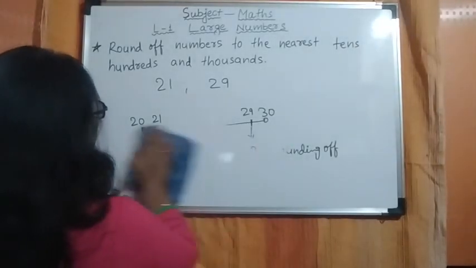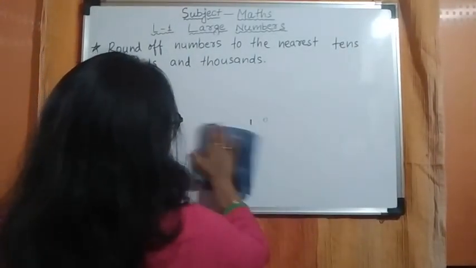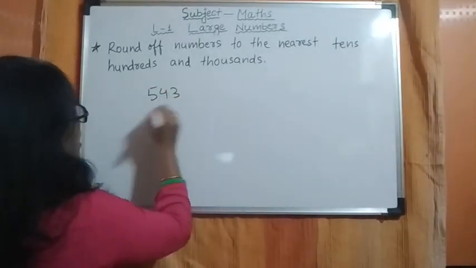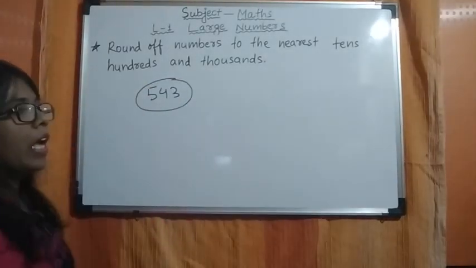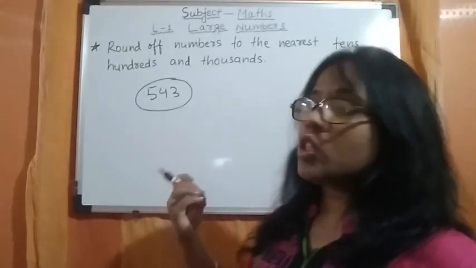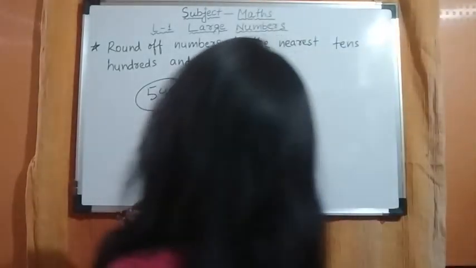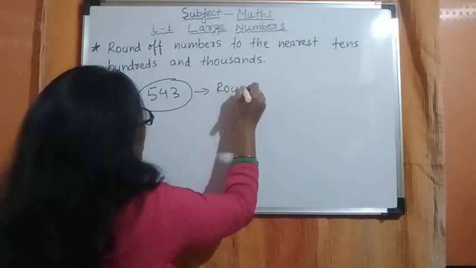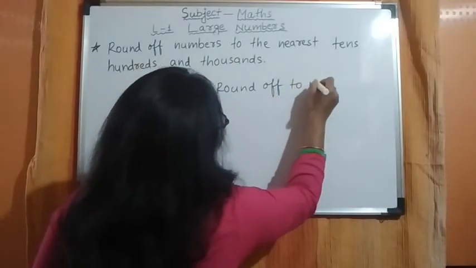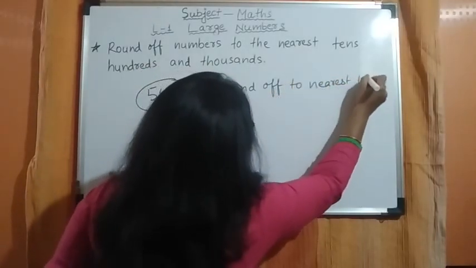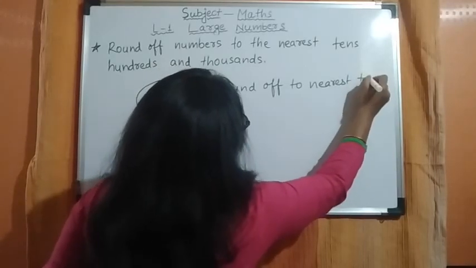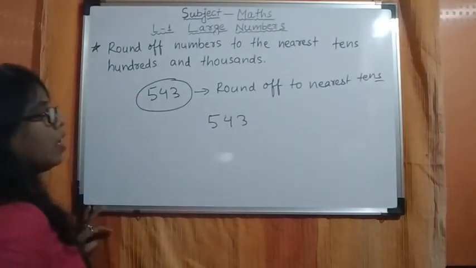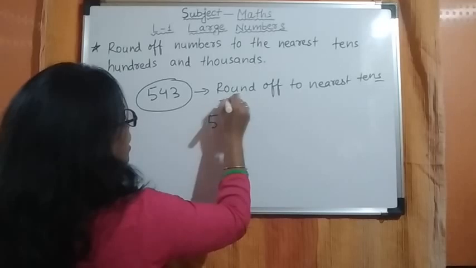So I am taking some numbers and we'll see what's happening. See here, 543. This is a number. Now how can we find out what the number should be? So for rounding off to nearest 10, here we are doing round off to nearest 10, nearest tens. Fine. So what you have to do, 543 is there. So first of all write ones, tens, 100.